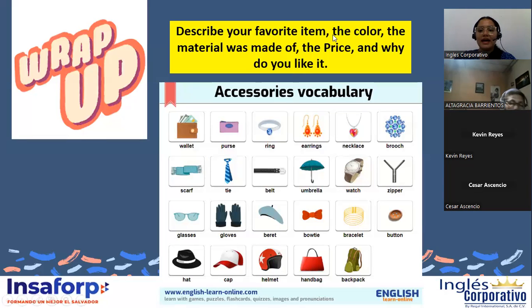Describe your favorite item: the color, the material it was made of, the price, and why you like it. Y vamos a elegir uno de estos, o puede ser chaqueta, blusa, camisa, jeans, pantalones, whatever you want. Lo vamos a describir: nuestro accesorio favorito, el color, el material del que está hecho, el precio y por qué nos gusta.